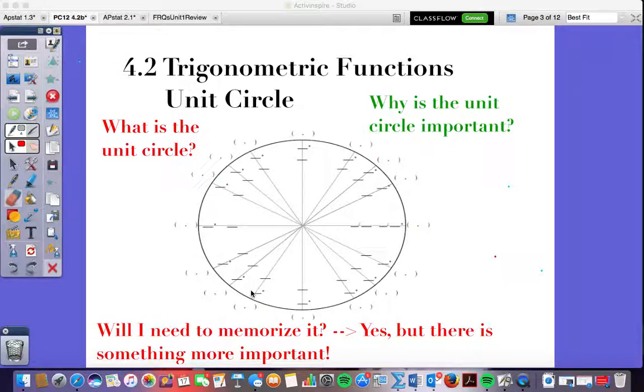We will have to memorize this one time. That's not the main purpose. I want you to know how to apply it. So that's where we're headed, and that's where we're at.